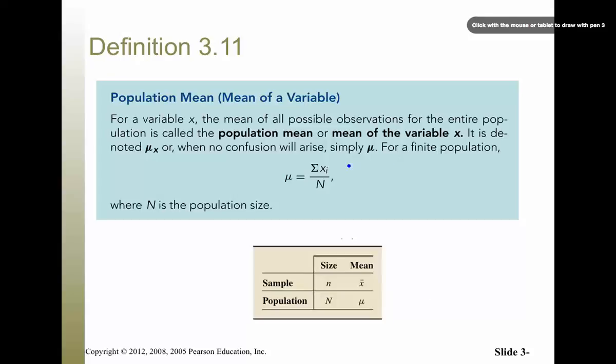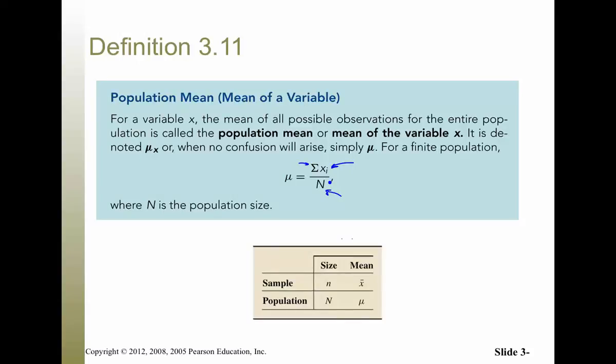So you calculate that just the way you did. So what does this symbol mean again? Sum up, and what are we summing up? All the data values, all the values of the variable. So each item of the population has a value of the variable x, and so this means go through each one and sum all those up, and then divide by n.